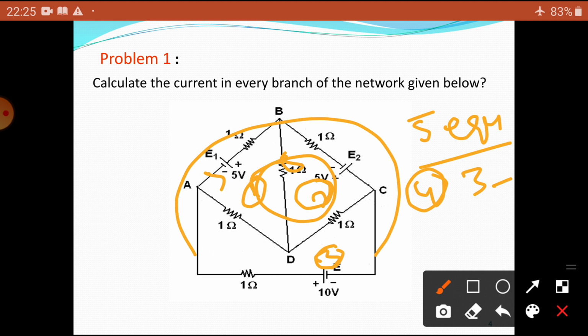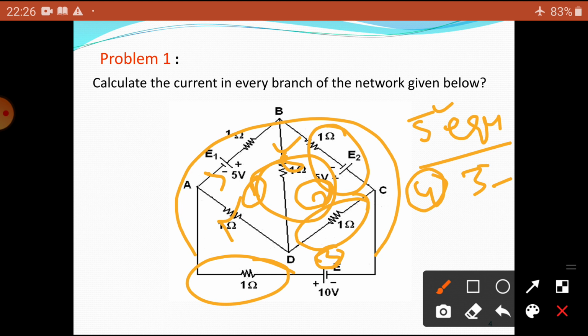If you know this current, I can easily find that. If you know this current, I can easily find what is the current in this branch, what is the current in the branch, what is the current flowing from the source. So out of five equations, I can easily calculate three unknown values from three equations. Okay, so these are the basic concepts in this class.